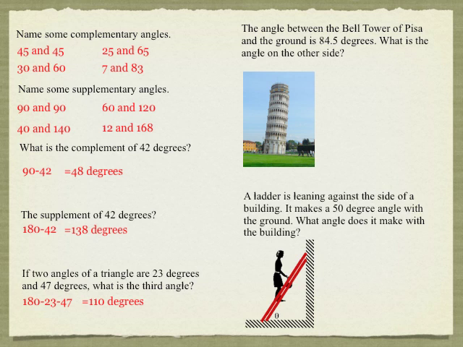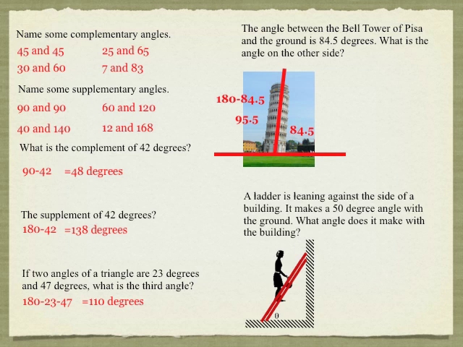Okay, the angle between the bell tower of Pisa and the ground is 84.5 degrees, on the small side, obviously. What is the angle on the other side? Okay, so there's my straight line. There's the Leaning Tower of Pisa. So if the smaller angle is 84.5, this guy has to be 180 minus 84.5, so it's 95.5 degrees.